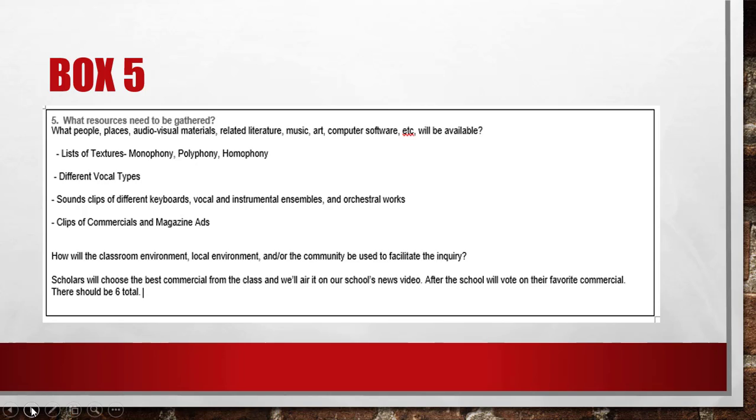And then below it says, how will the classroom environment, local environment, and our community be used to facilitate the inquiry? So here I have scholars will choose the best commercial from the class and will air it on our school's new video. After, the school will vote on their favorite commercial. There should be 6 total. It depends on how many sections you have. We have a little news network that we have twice a week. And I was going to have the scholars actually put the commercial on there and have the whole school vote for the best commercial. So we'll see how that goes.